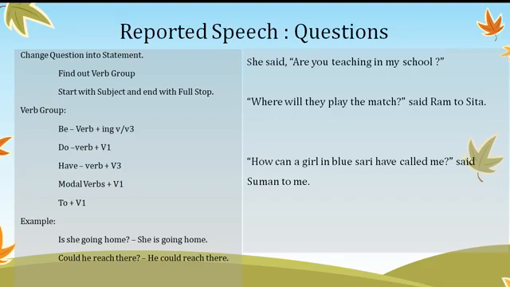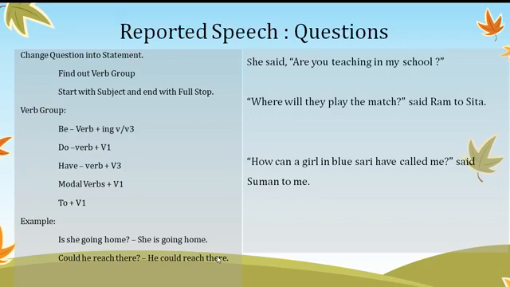Second example, see, could he reach there? Again, could is the modal verb and the V1 is reach. In the middle is the subject, because modal verb always takes V1. And what is the subject? He. You have to start from he. He could reach there. First of all, you should know how to change into the statement. Then you can do it.